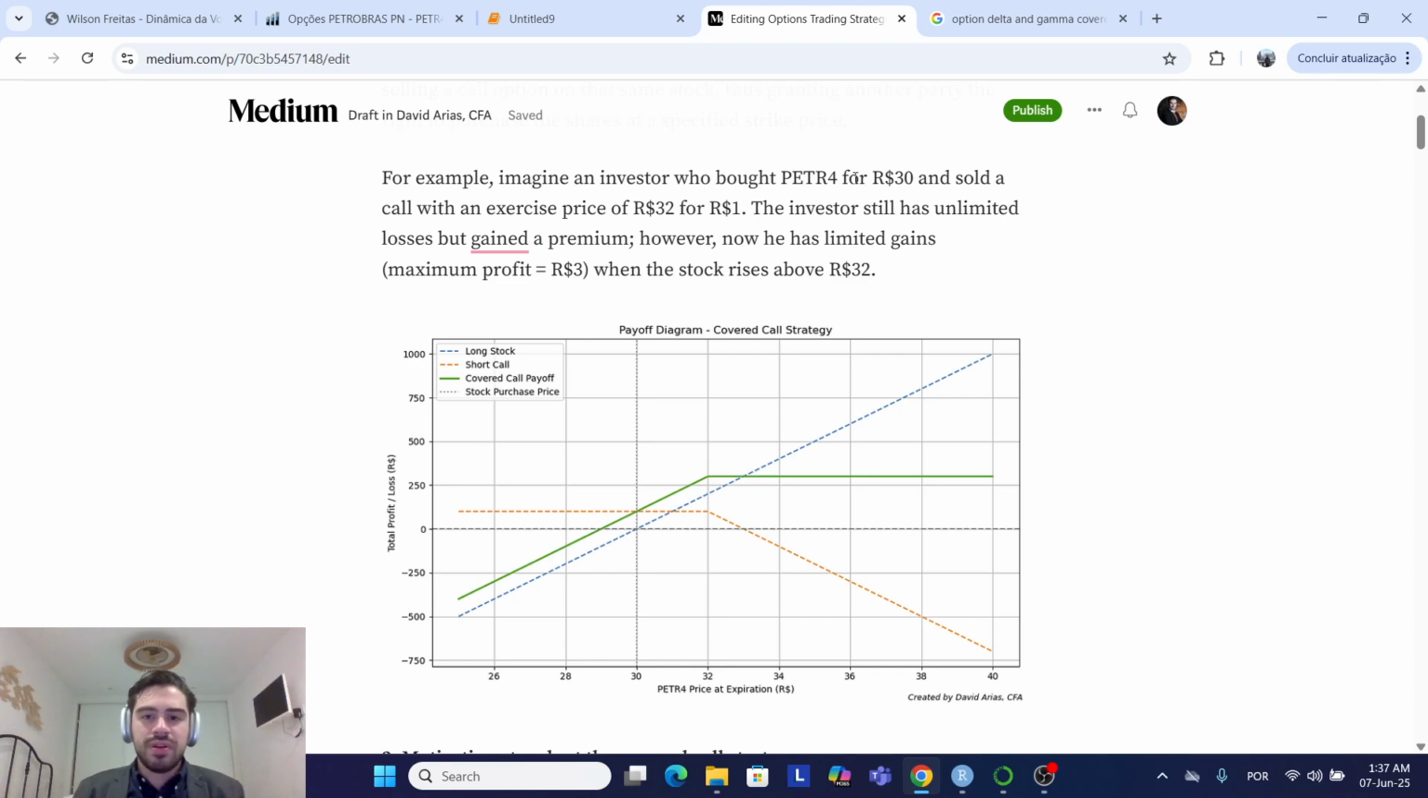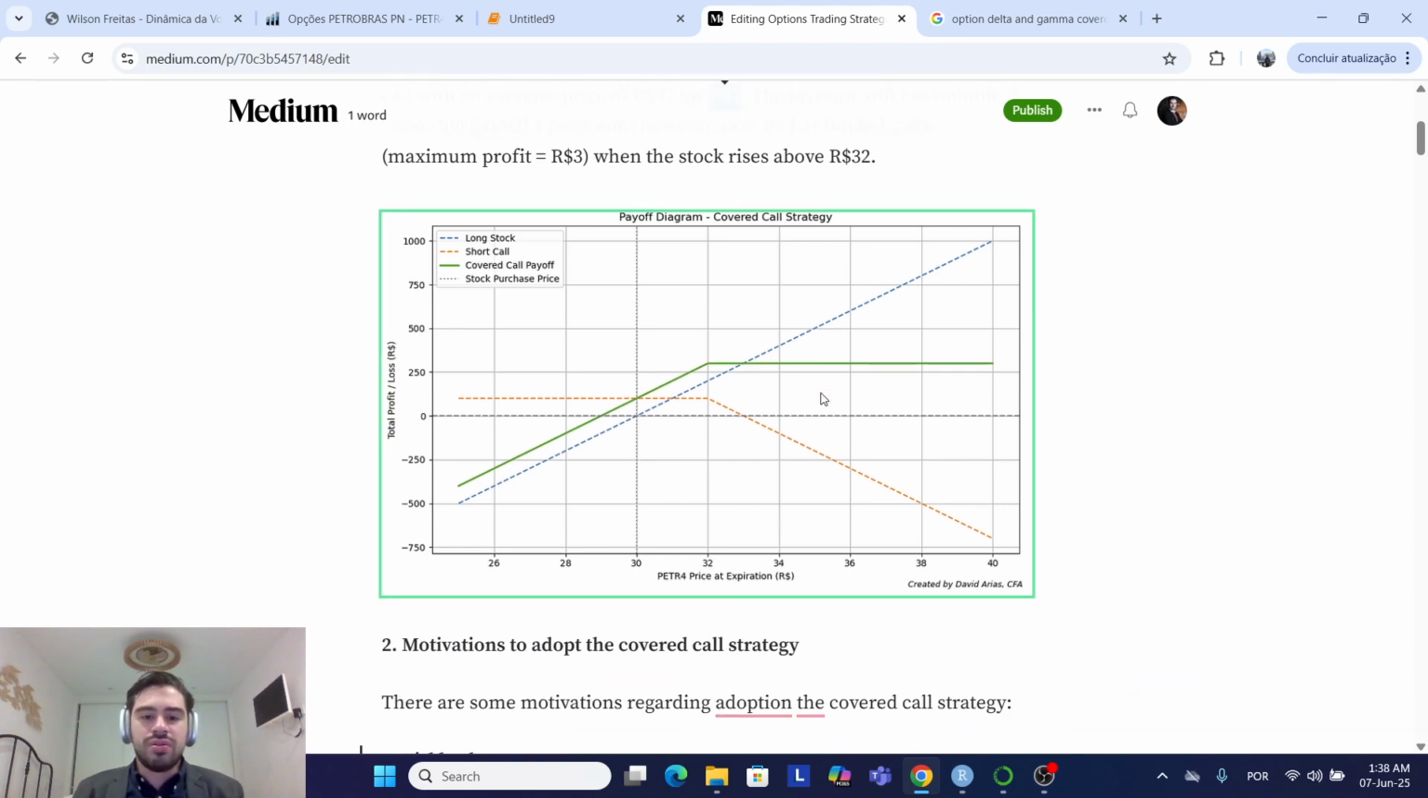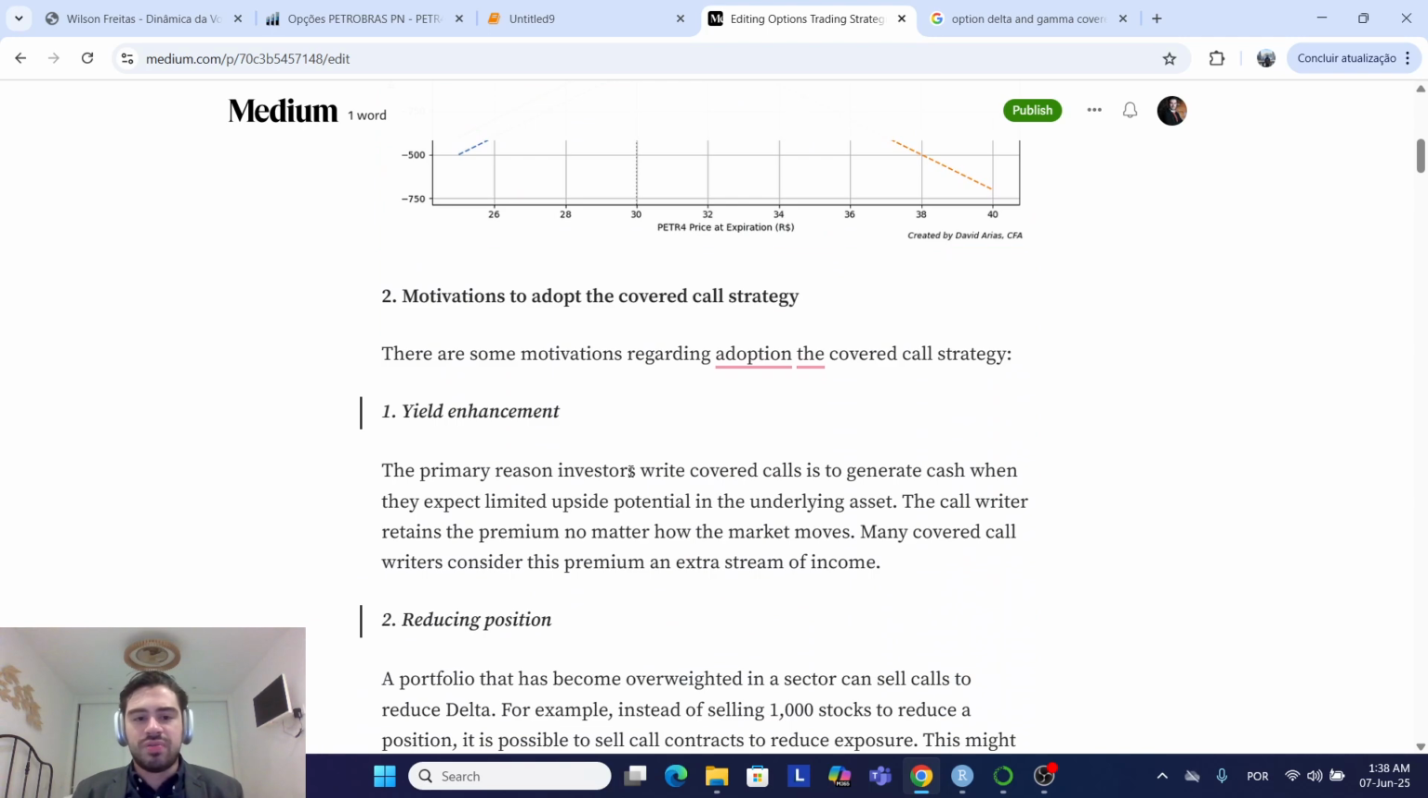So for example, imagine I buy a stock for 30 reais and sell a call with exercise price of 32 for 1 real. If the stock price moves more than 32, I'm gonna have to sell it for 32. So the maximum gain I can get from this strategy are the 2 reais plus the premium of 1. So why do people do this strategy?